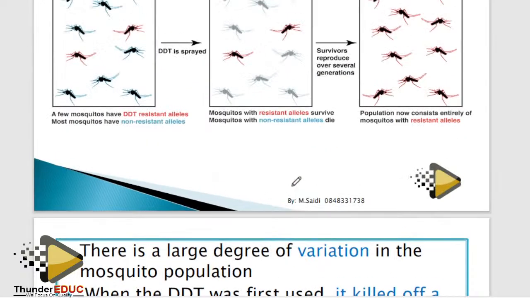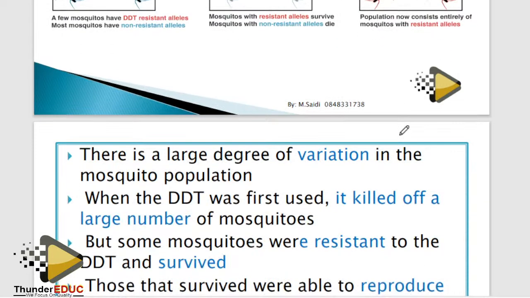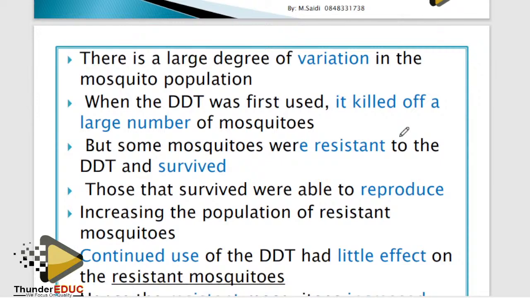How did the mosquitoes become resistant, or whatever example they have brought? You talk about variation among the mosquitoes, the bacteria, the virus: those which are resistant and those which are not. When DDT is applied, those which are not resistant are killed in large numbers, while those which are resistant survive in large numbers. Those which survive reproduce in large numbers and increase the population of resistance.